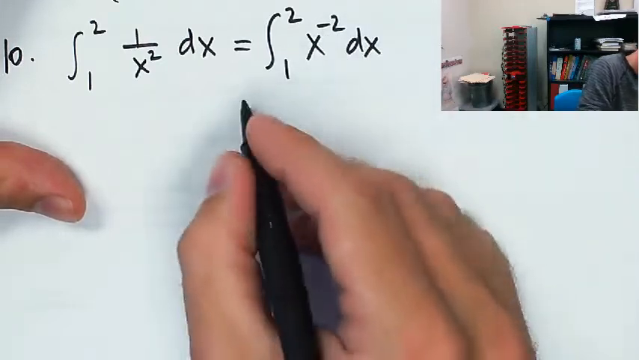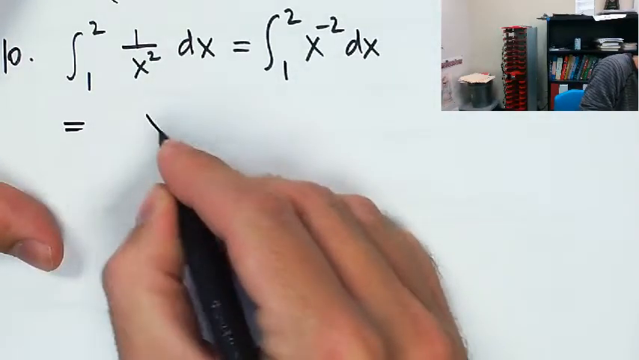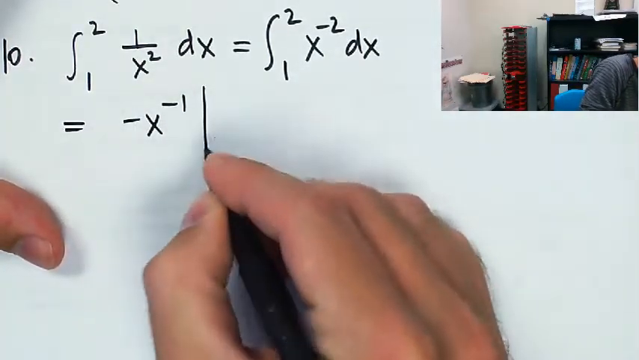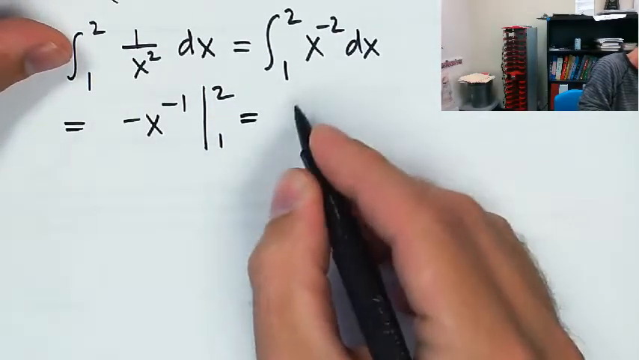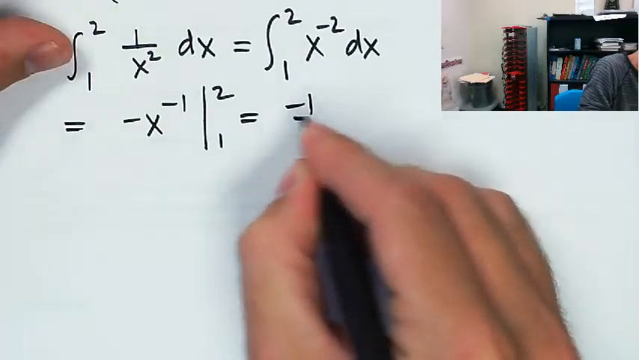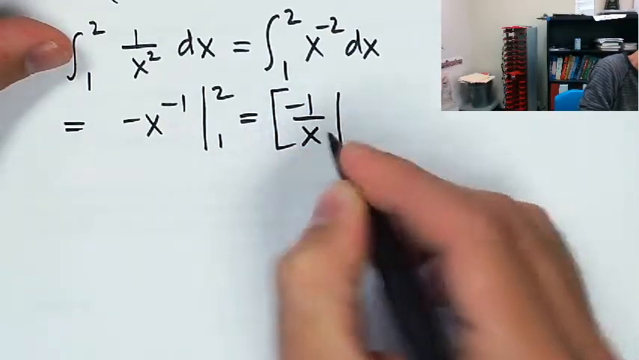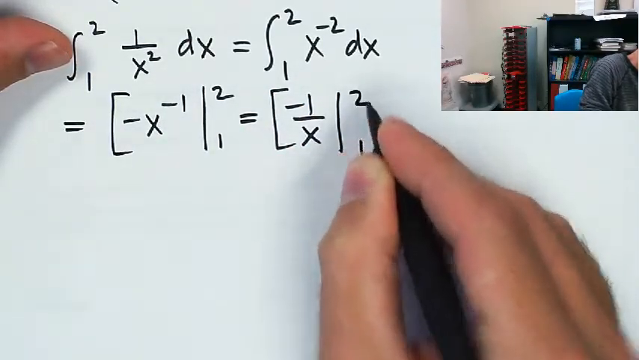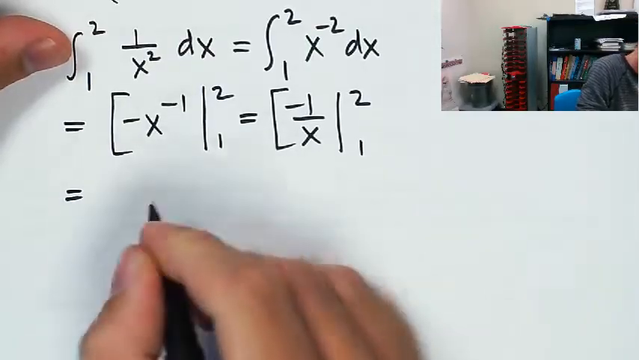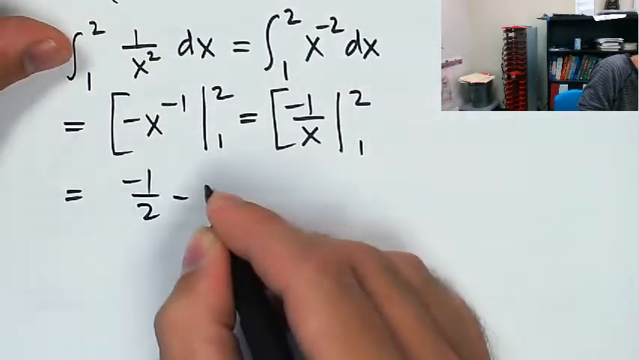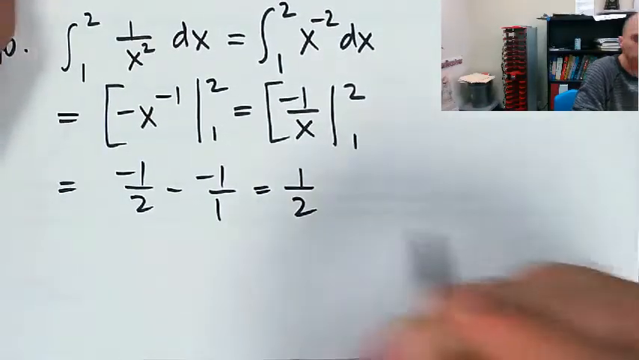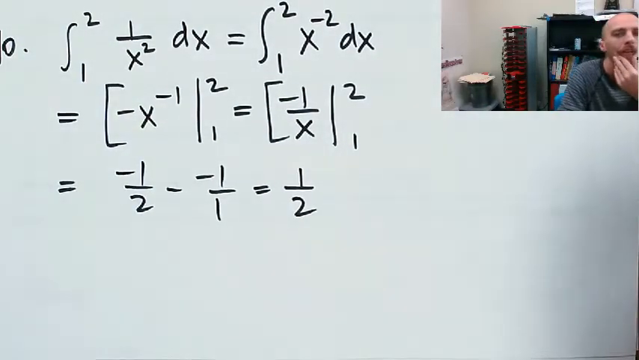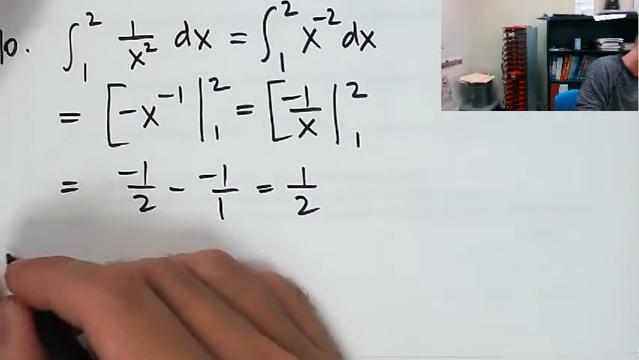So I'm going to execute the power rule here. I'm going to add 1 to the power, divide by the new power, and let x run from 1 to 2. I might actually say that negative x to the negative 1, that's negative 1 over x, as x runs from 1 to 2. And that will be negative 1 over 2 minus negative 1 over 1, so that's equal to positive 1 over 2. Okay, that's number 10.